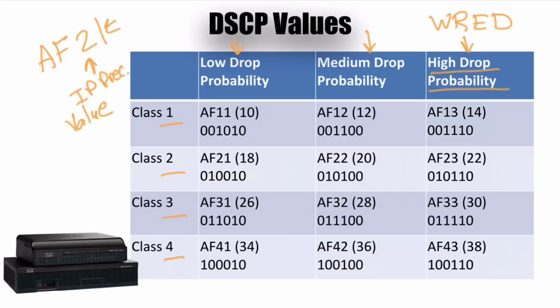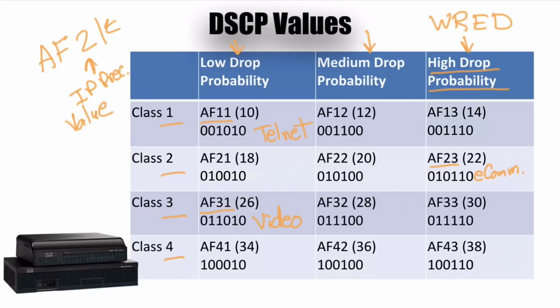Let's say that for AF11, I'm going to mark my telnet traffic. Maybe AF31, I'm going to mark my video with that. Maybe AF23, let's see what I'm going to mark with that. Maybe that's going to be my e-commerce traffic.